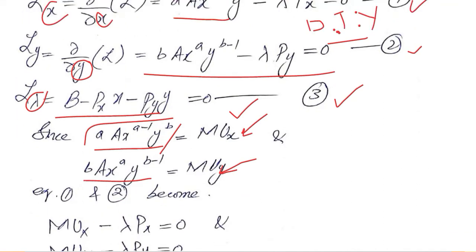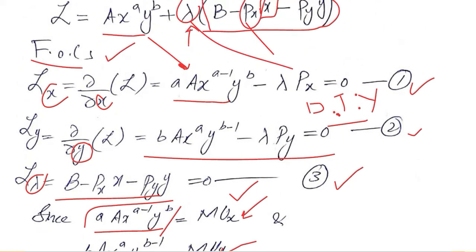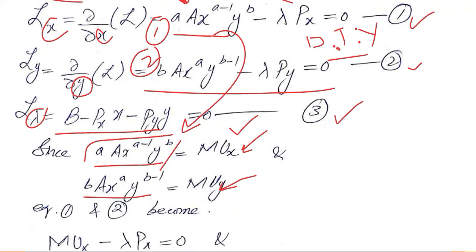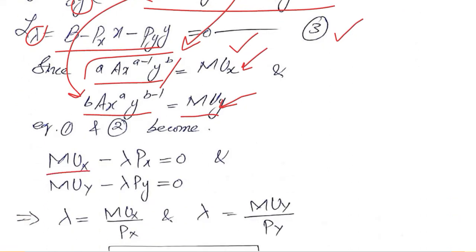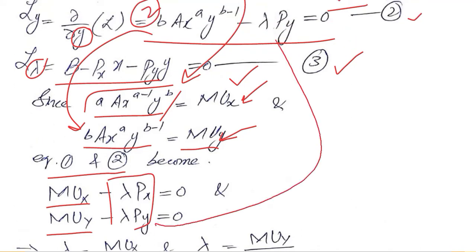In equations 1 and 2, where these expressions are written, this is the first place and this is the second place, and this is equal to marginal utility of x, and the second term will be equal to marginal utility of y. So in their places, marginal utility of x and marginal utility of y are substituted in equations 1 and 2 respectively, where these two terms are kept as they were. They are not changing anymore.